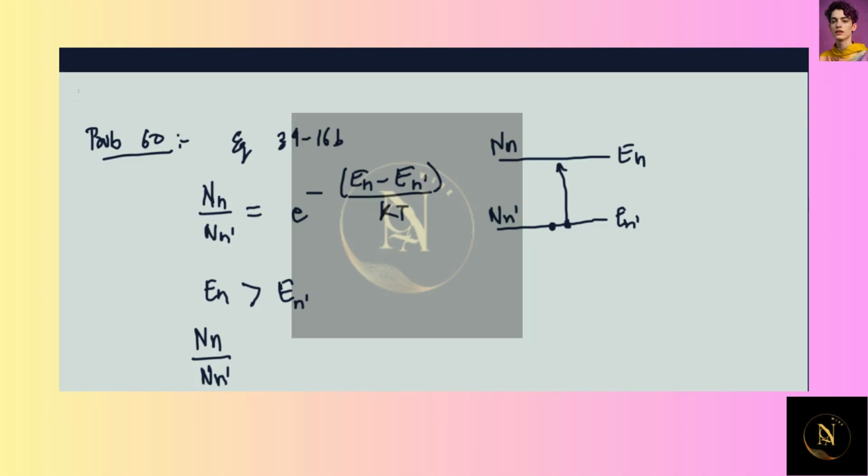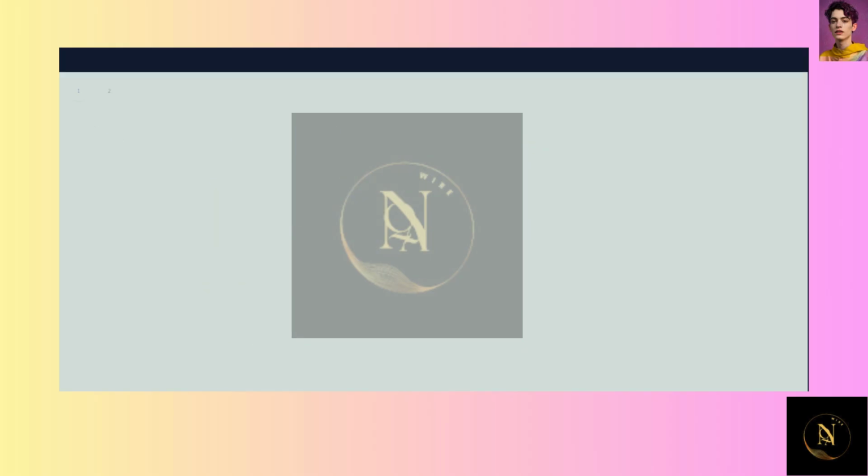Now, for population inversion, we need Nn over Nn prime to be greater than 1. That's how population inversion works, because the electrons at the higher energy level are greater than the electrons at the lower energy level. That's why it is called inversion.